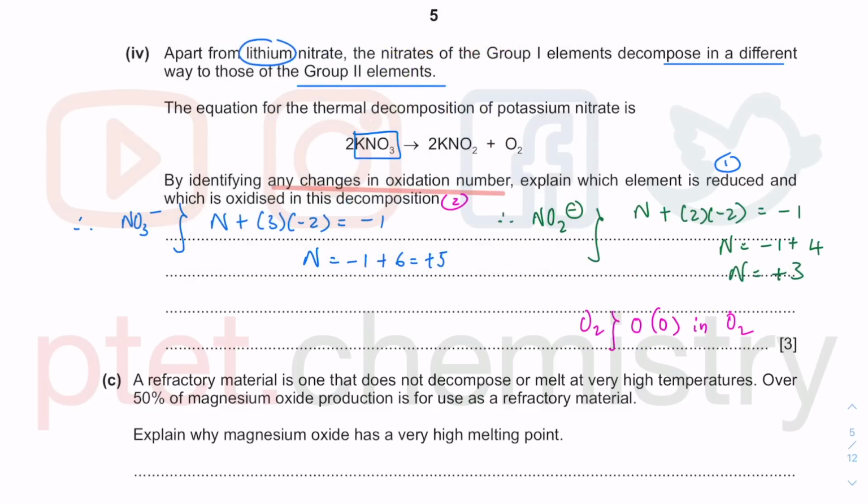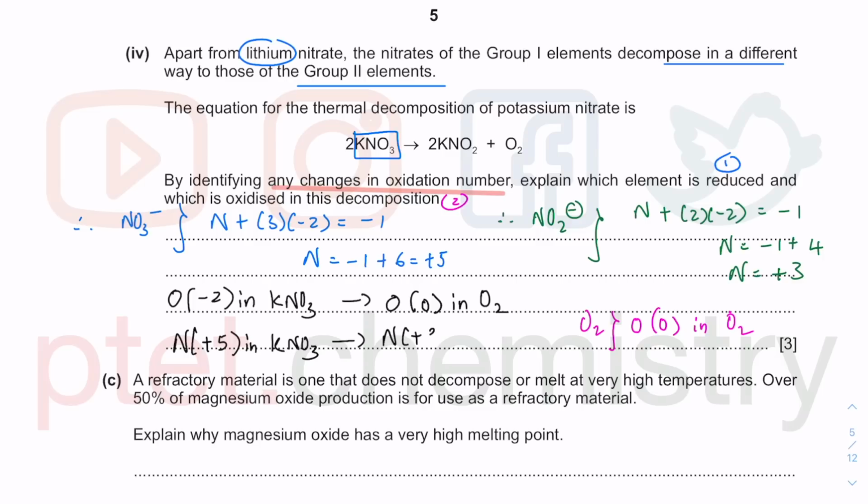So what we can see is we have oxygen minus 2 in KNO3. We have nitrogen plus 5 in KNO3. So this one, the oxygen minus 2 is going to oxygen 0 in O2. And this nitrogen plus 5 is going to nitrogen plus 3 in KNO2. This is an increase from minus 2 to 0. That is something you would call oxidation, increase in oxidation number. And the next one, plus 5 going to plus 3. This is a decrease in oxidation number. This is called reduction there.